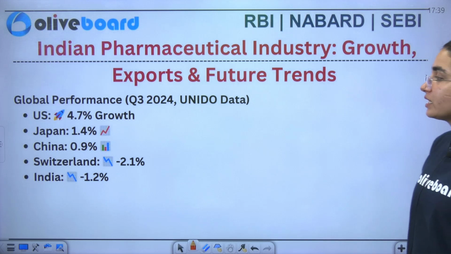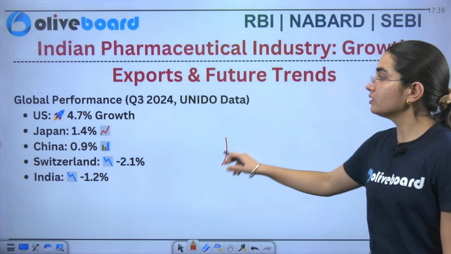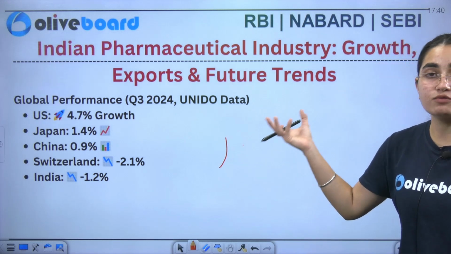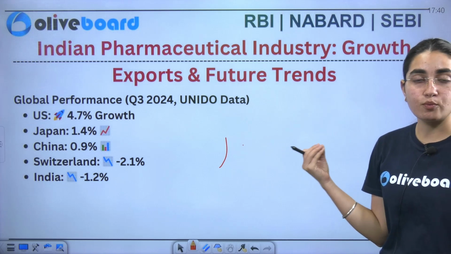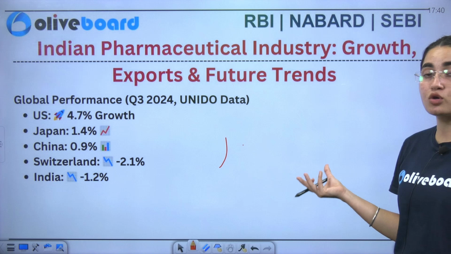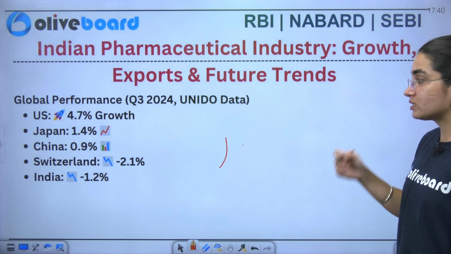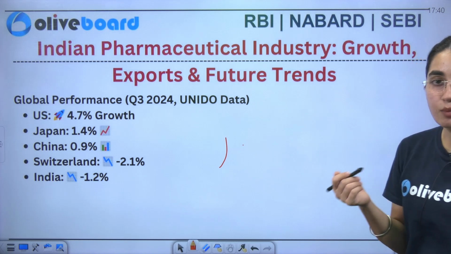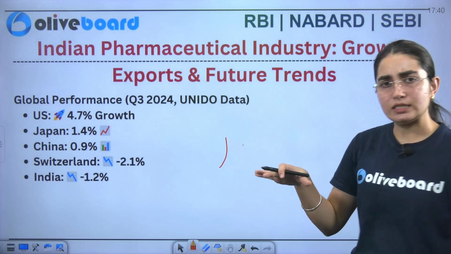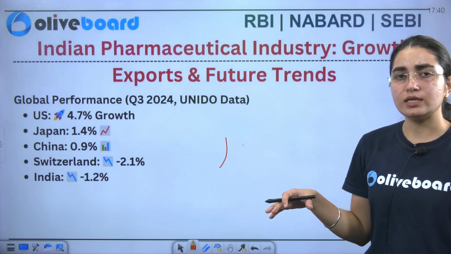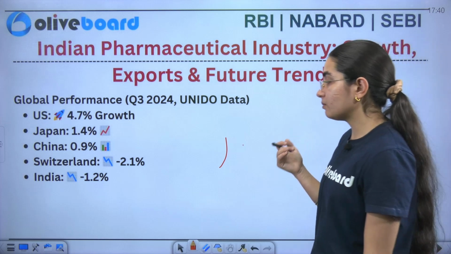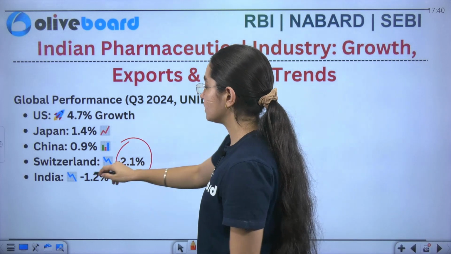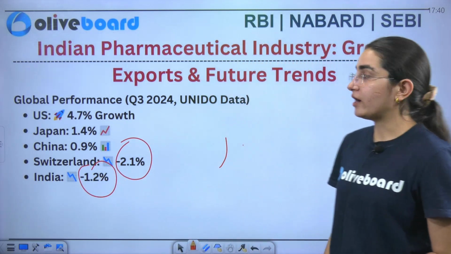Now if I talk about global performance, you can see here the data that was there in quarter 3 2024. What is the US contribution? 4.8% contribution, 4.7% contribution is there. There is a surge in Japan by 1.4%. China is at what you can say a normal situation, which is 0.9. A decrease has been seen in Switzerland by 2.1%, and we have seen a decrease in India also by 1.2%.